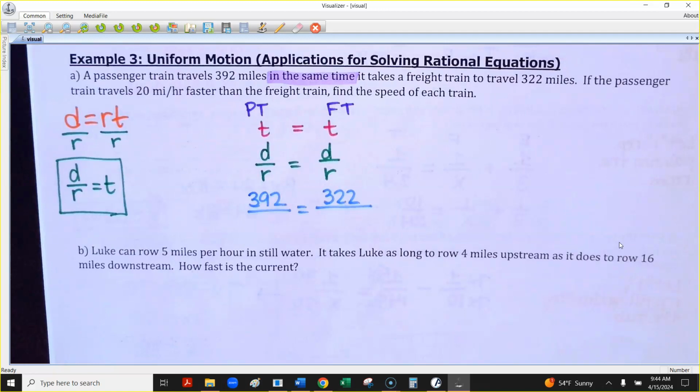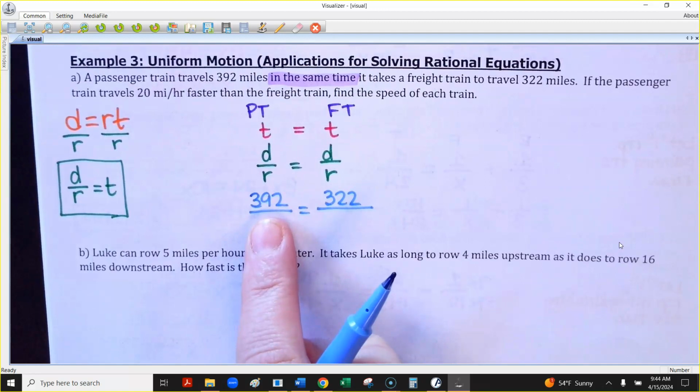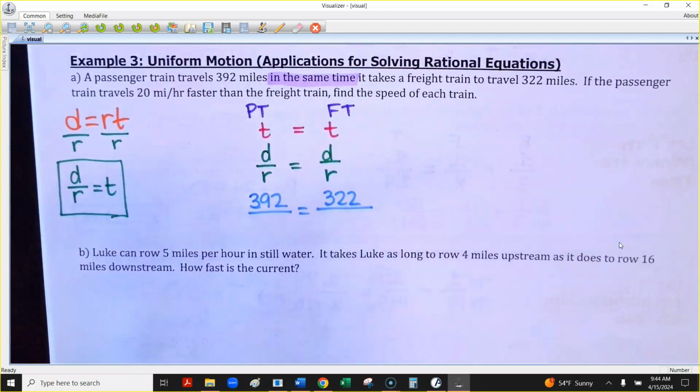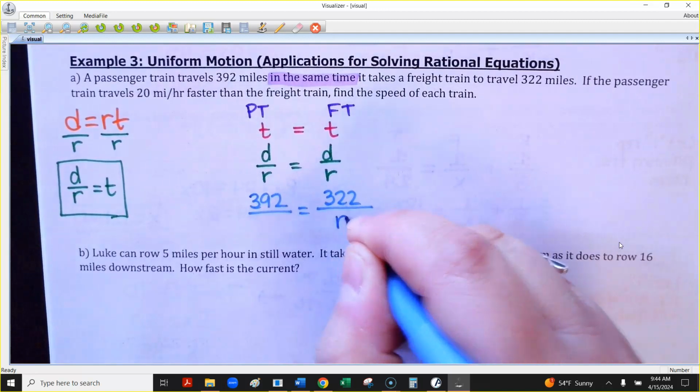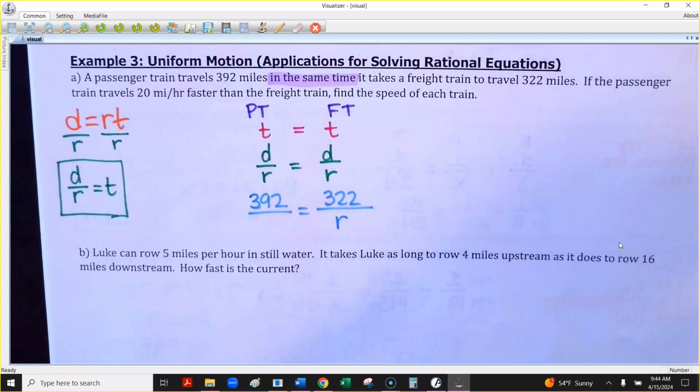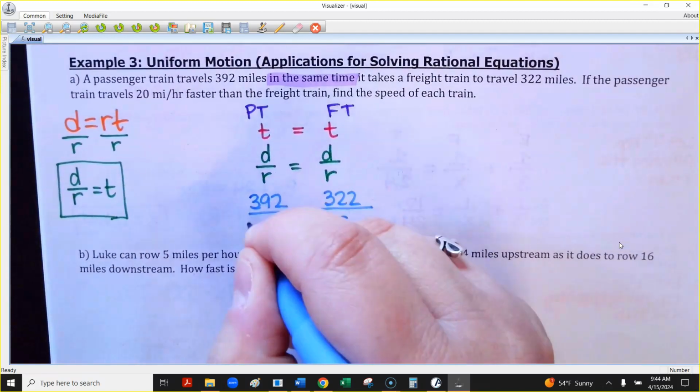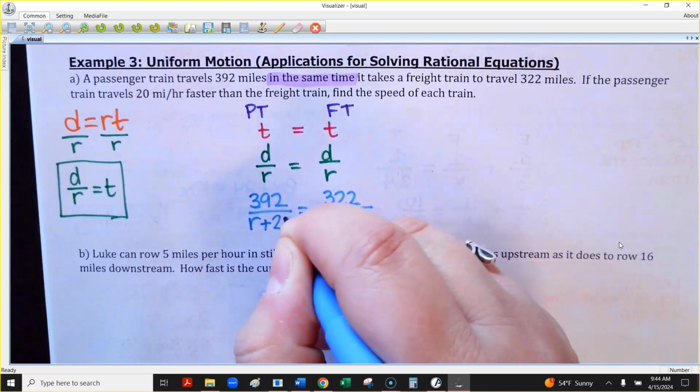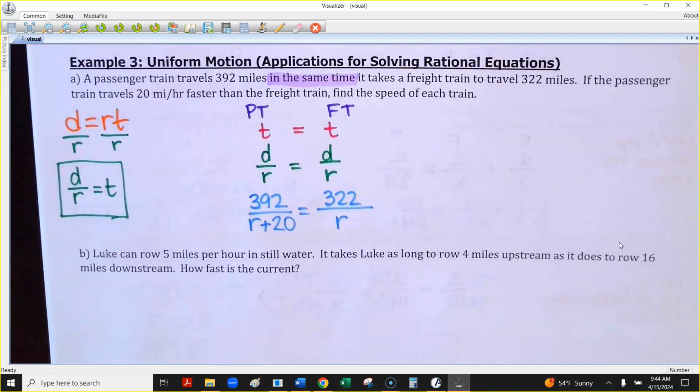It says the passenger train, so this one, travels 20 miles an hour faster than the freight train. So here's how I'm going to write this. I'm just going to use R for the rate. Rate is your speed. So let me say that the freight train is R, and then the passenger train, they're going farther, so they must be going faster. So whatever that speed is, but 20 miles an hour faster, so I'm just going to write R plus 20.